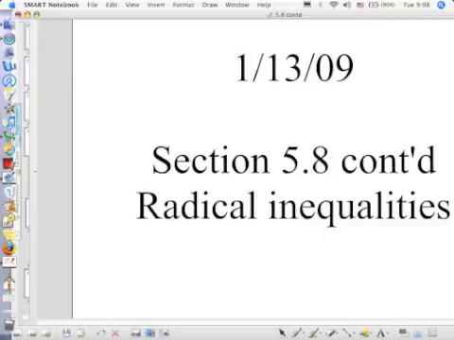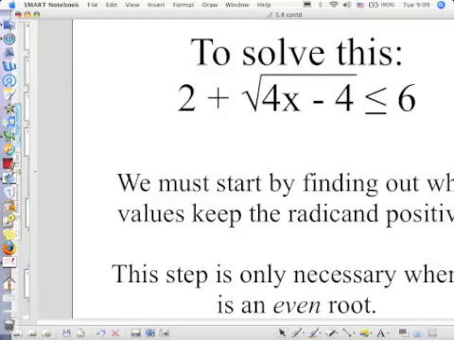All right, get your heading on your notes. Today is the 13th. Yesterday we worked with radical equations. Today we're going to work with radical inequalities. But just like with the equations, we still want to isolate the radical on one side and do all the stuff we did yesterday. There's just an added step that we have to take into account in order to be able to solve this inequality.